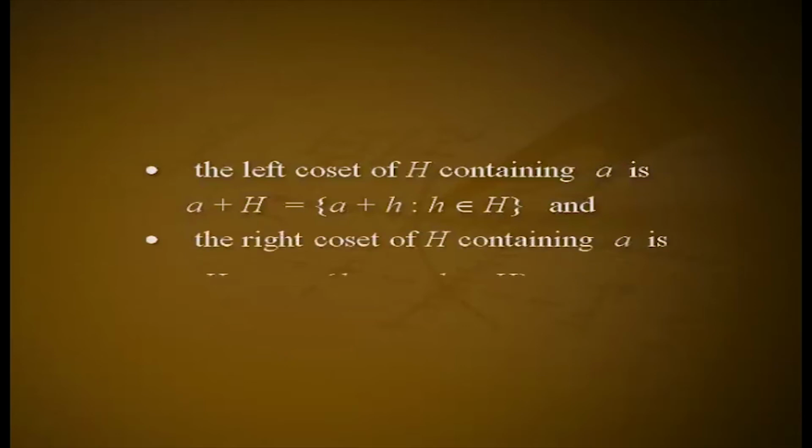The formal definition follows. Definition: cosets. Let H be a subgroup of a group G. The subset aH equal to the set of all ah such that h belongs to H is the left coset of H containing a, while Ha, equal to the set of all ha such that h belongs to H, is the right coset of H containing a. In additive notation, the left coset of H containing a is a plus H, equal to the set of all a plus h such that h belongs to H, and the right coset of H containing a is H plus a, equal to the set of all h plus a such that h belongs to H.